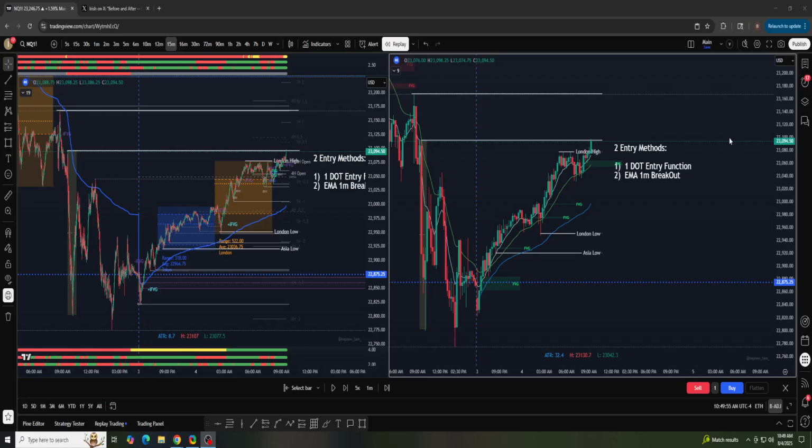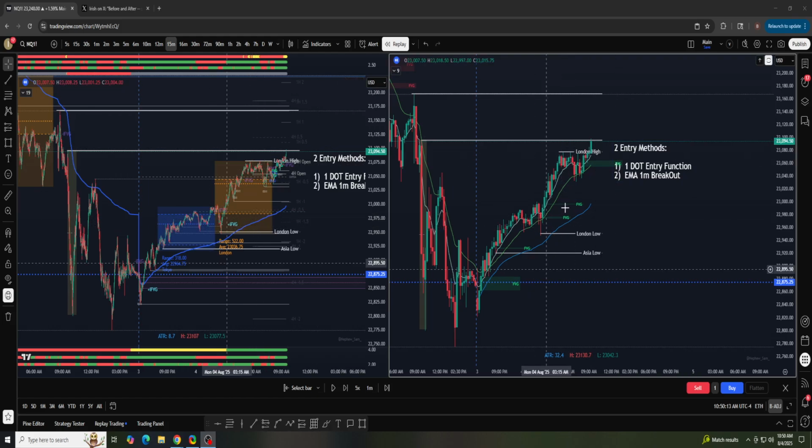This is a recap for the DOTS bias trading indicator. On the left hand side, we have a 1 minute chart of the NASDAQ. On the right hand side, 15 minute. I'm going to go over two entry methods that could have been used with today's AM price action.